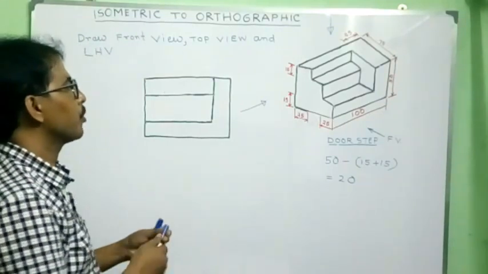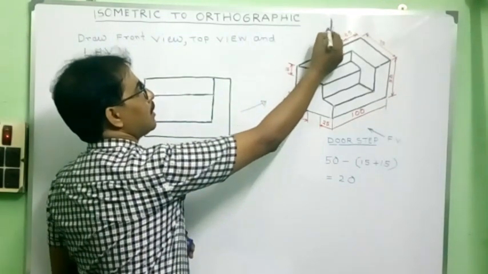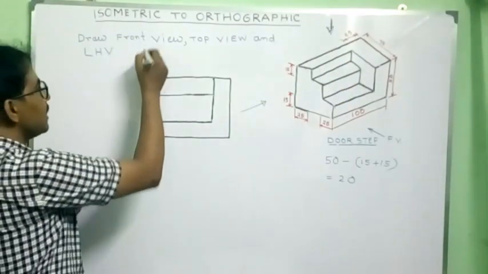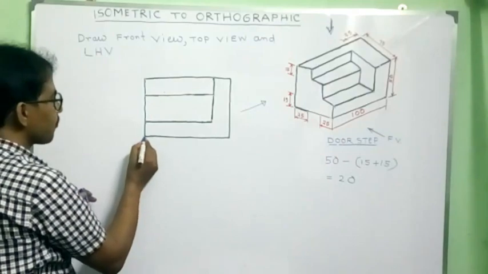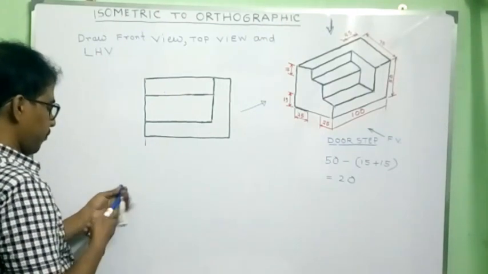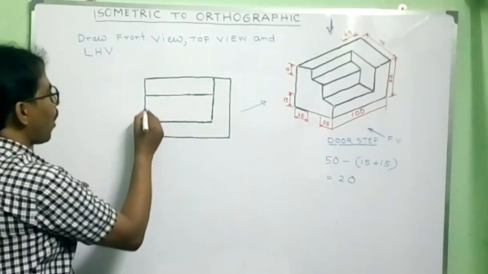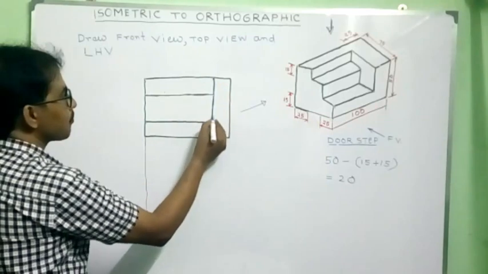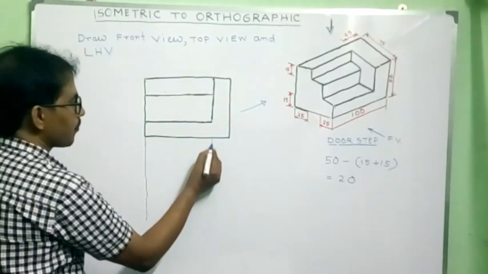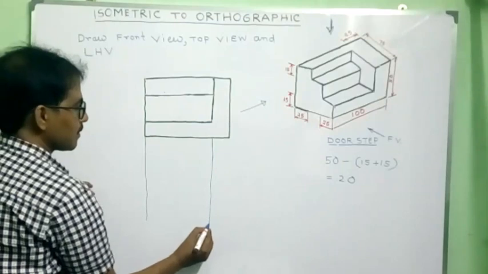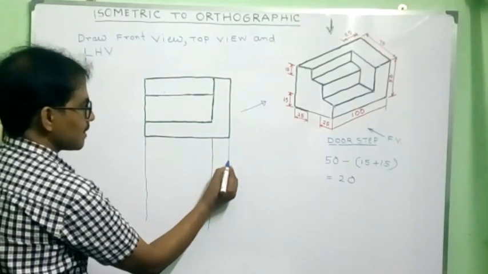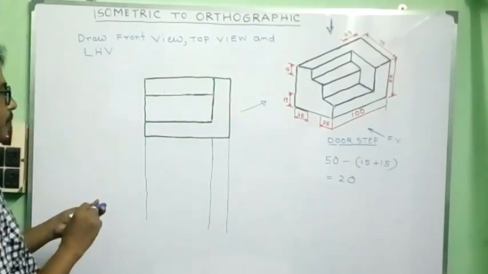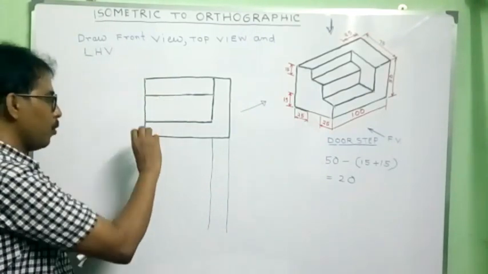Now we draw the top view. We see from the top of the isometric view. We draw the projection line from the upper side. Okay. This is the front view.